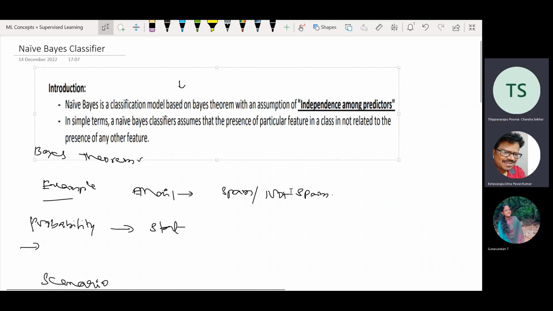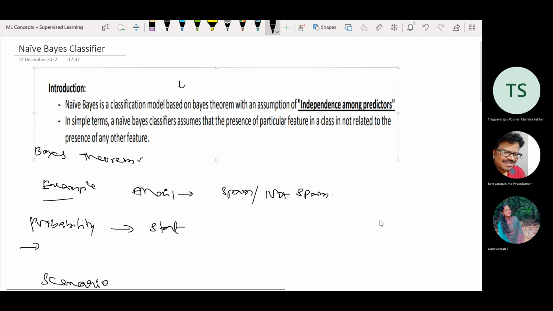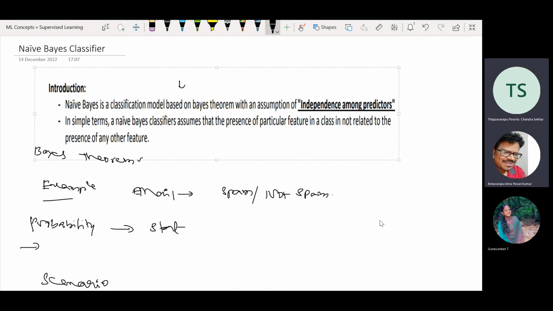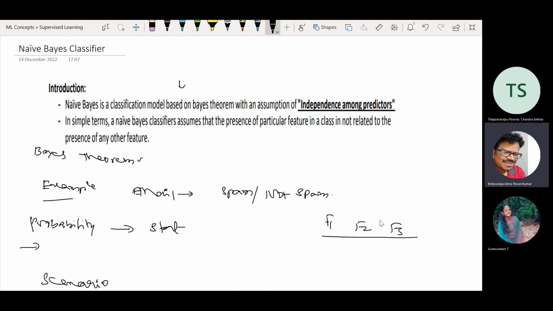So naive Bayes is a classification model based on the Bayes theorem with an assumption of independence among predictors. Independent means F1 is there, F2 is there, F3, like that. I'm having certain kinds of features, and my assumption is that I'm not having any dependency among them. Maybe I can treat them independently. And all these independent features, if I want to make use of them for the classification, then I can make use of naive Bayes.